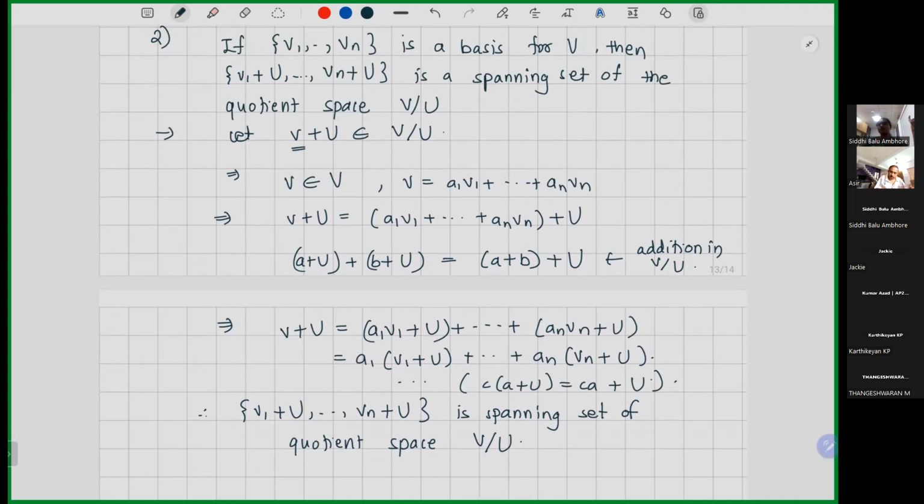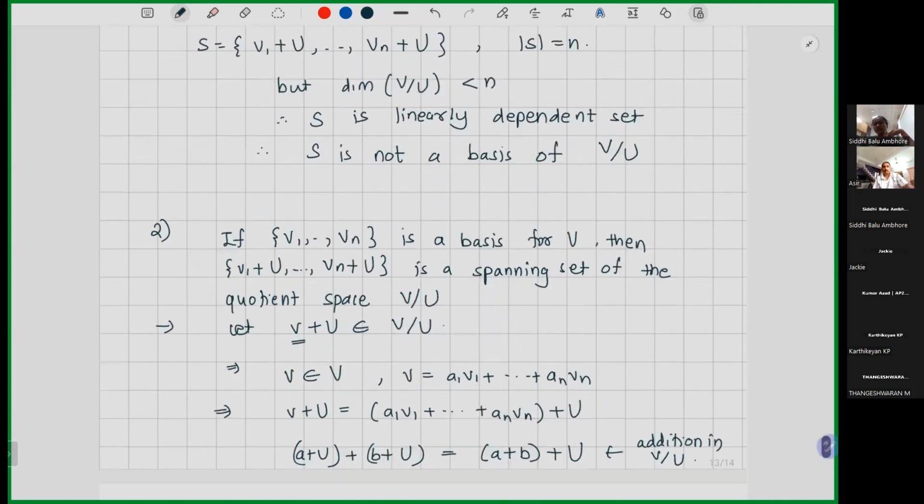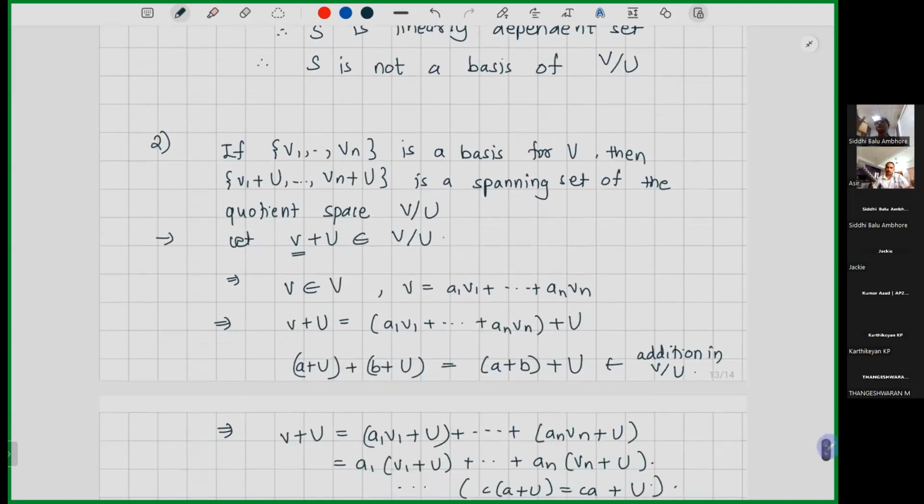So previously we proved that this is not a basis. Yes, this is not a basis, but this is a spanning set. A set is a basis if it is spanning along with linear independence. Linear independence does not hold in general, but spanning, yes, we can say. It is given that v1 to vn is a basis for V, thus v1 plus u up to vn plus u is spanning our quotient space.